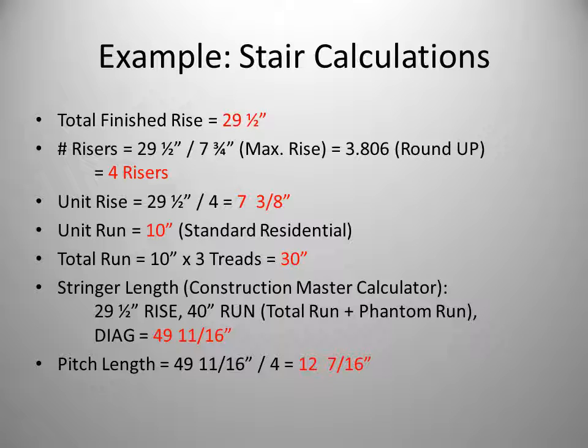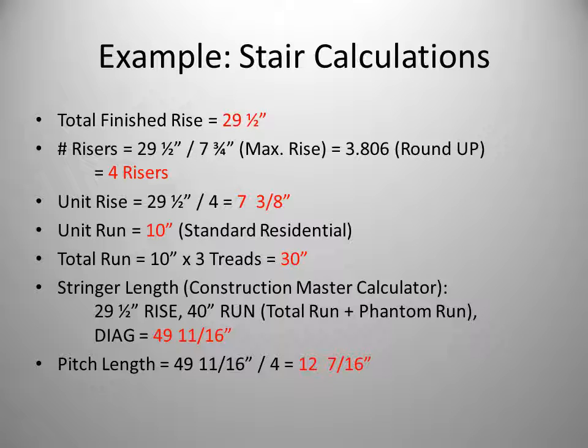For our unit run, we're going to use our standard residential run of 10 inches. Our total run will be our unit run of 10 inches times the quantity of treads. Since we have 4 risers, we are going to have 1 less tread than the number of risers, so we have 3 treads. So 10-inch unit run times 3 treads gives us a total run of 30 inches.